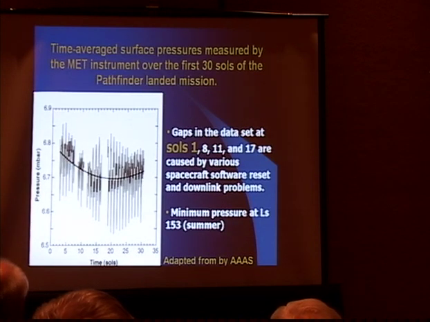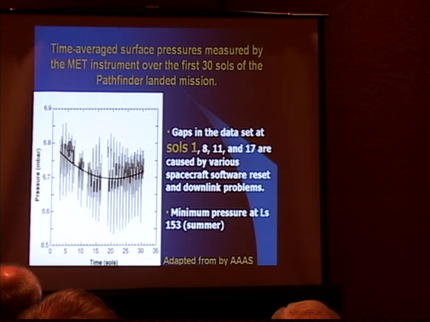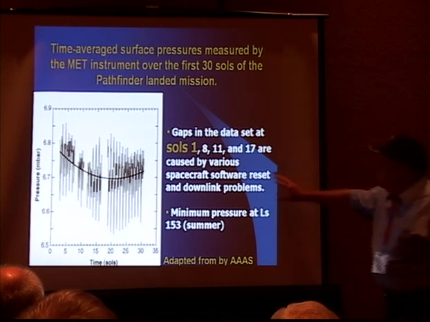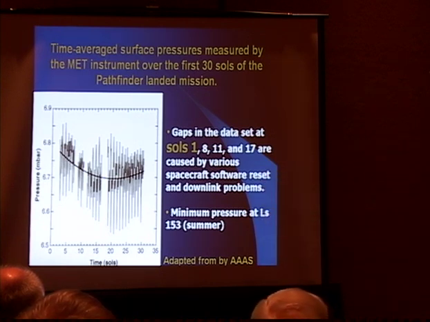Again, with the Pathfinder, we hoped to get some good pressure there, and we found that they only had the pressures between basically sols 2 and 30. One, the critical day, was missing, so was 8, so was 11, so was 7. Their excuse was various spacecraft software resets and downloading problems. Next.